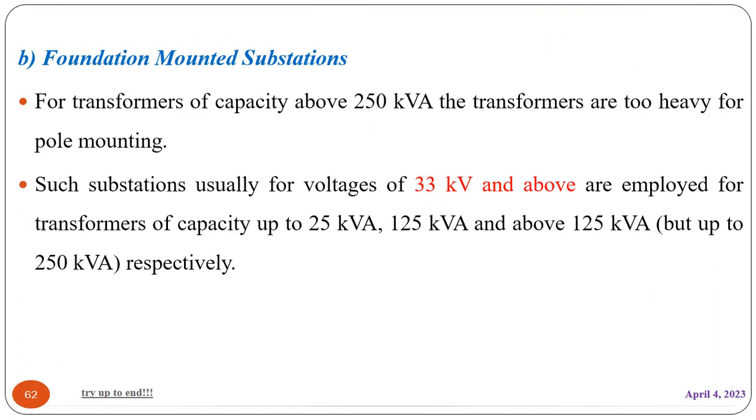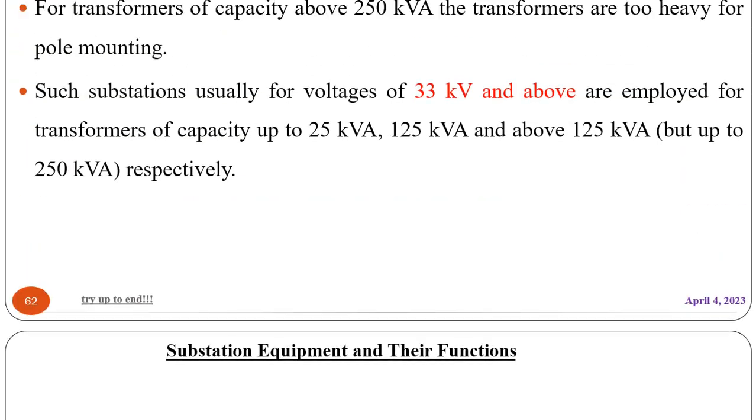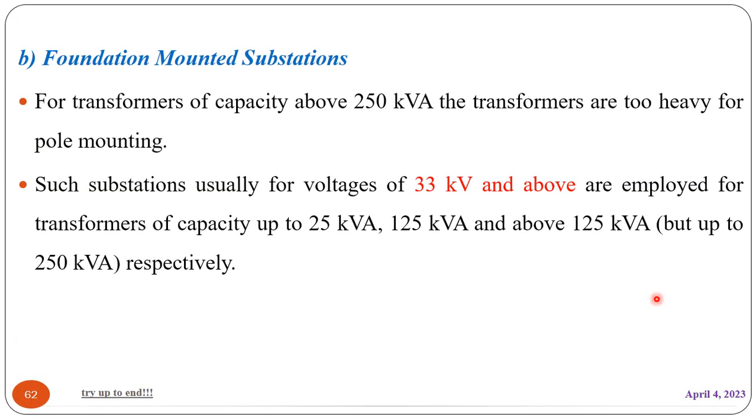Foundation mounted: for a transformer of capacity above 250 kVA, we need to have a foundation to mount the transformer, and that transformer acts as a substation. Foundation mounted substations, usually for voltages of 33 kV and above, are employed for transformers of higher capacity.